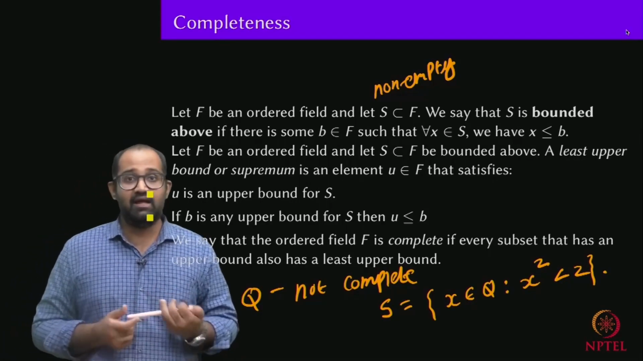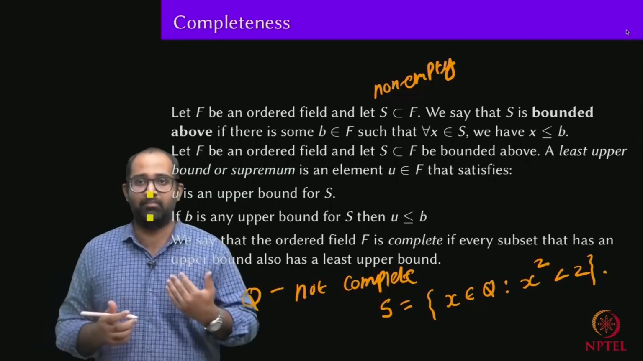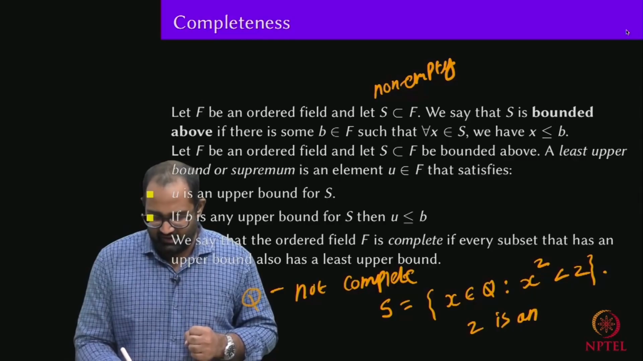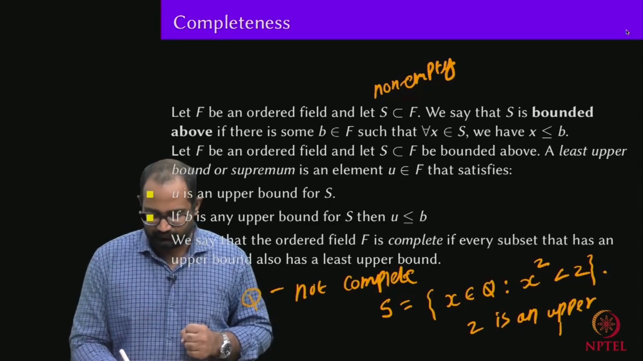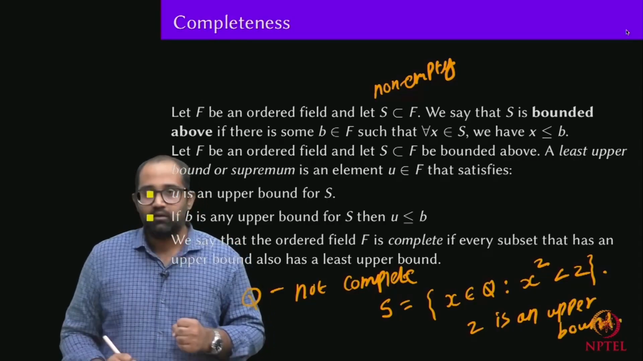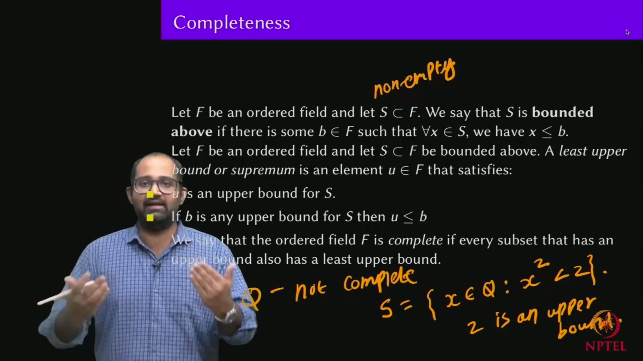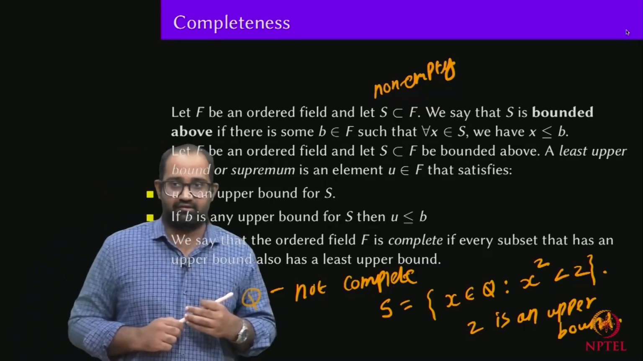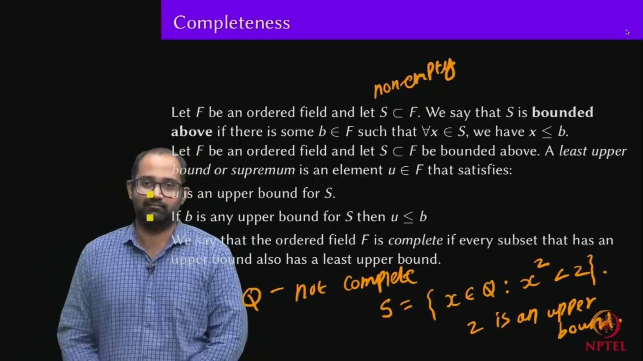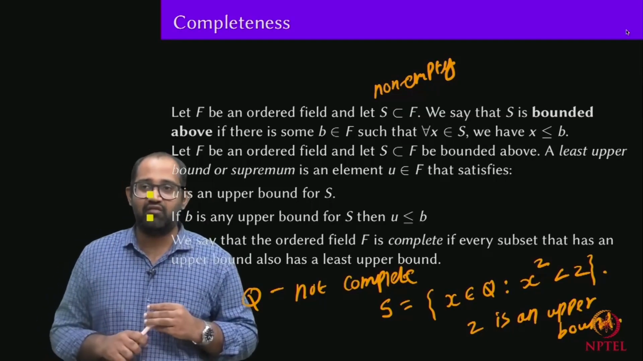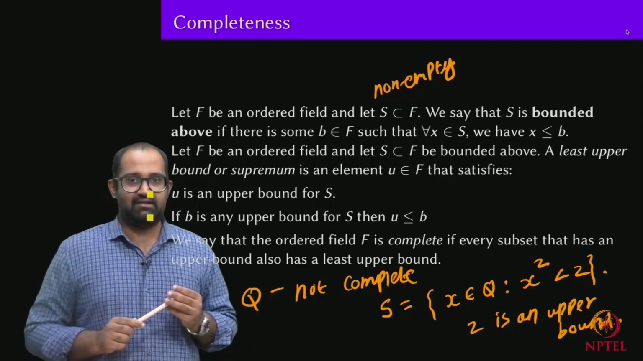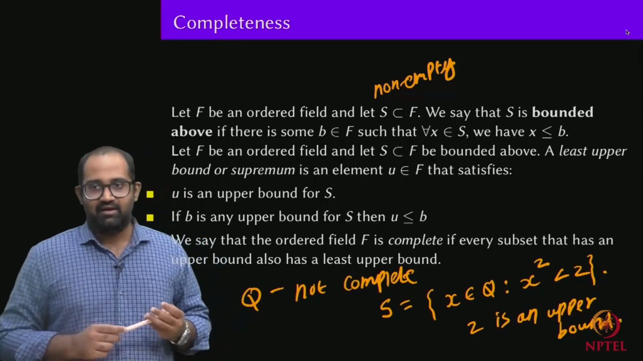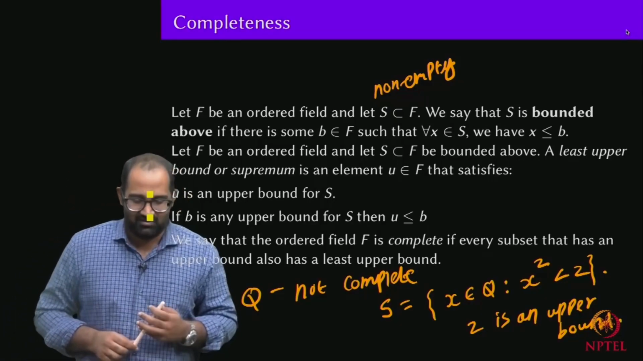Now, this is clearly a set that is bounded above in Q. Why? Because 2 is clearly an upper bound for this set. What is the candidate least upper bound? Please pause the video and think about it for a couple of minutes. I am fairly sure many of you have realized the candidate least upper bound is not in Q. It's the number square root of 2, right?